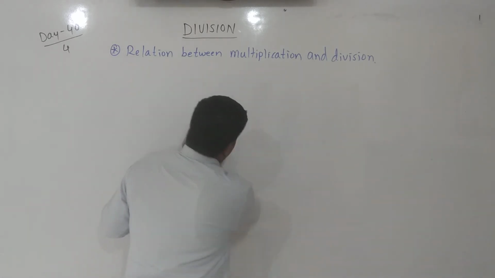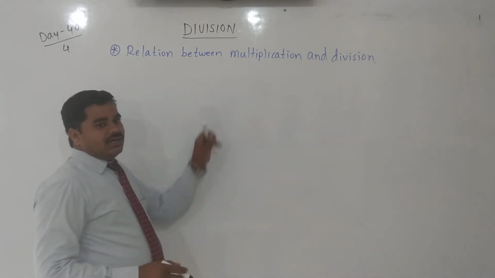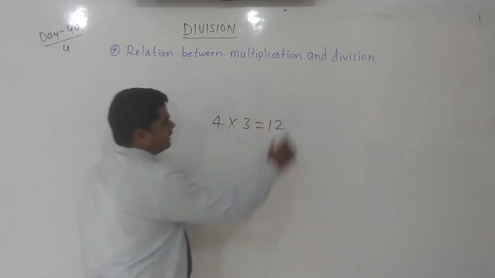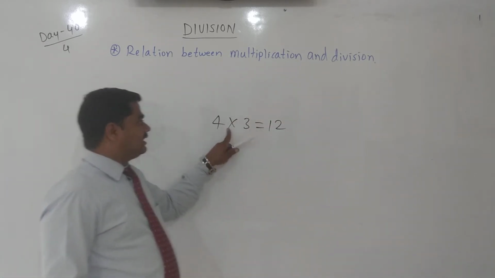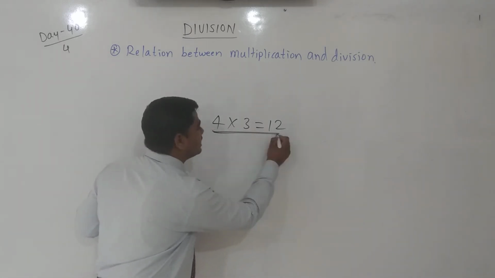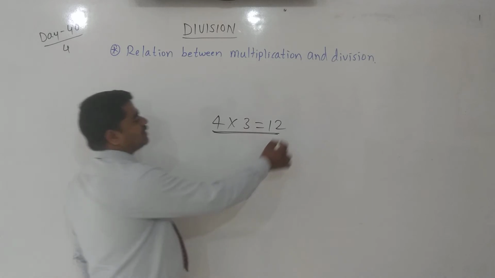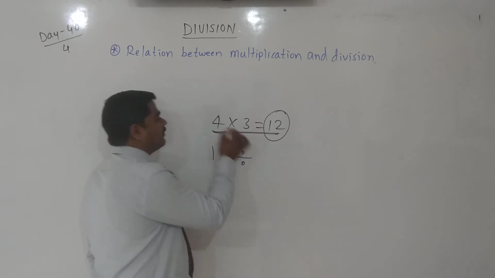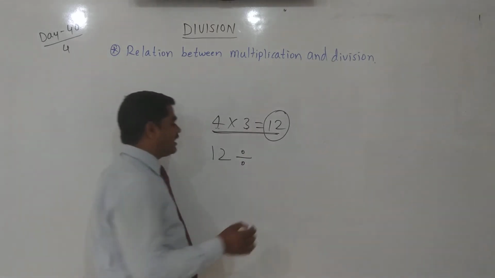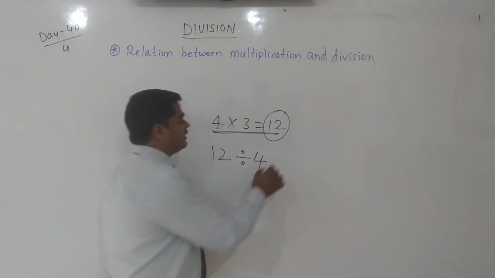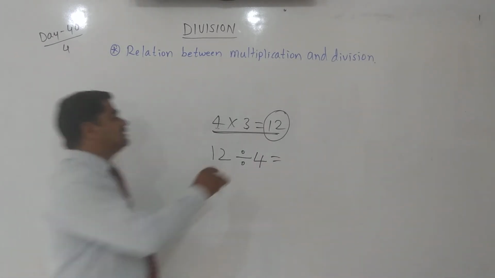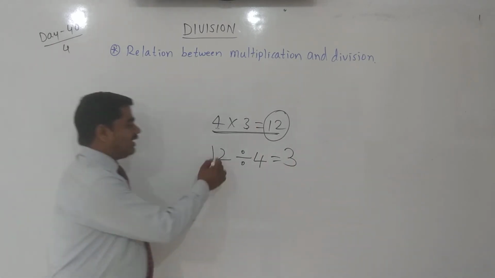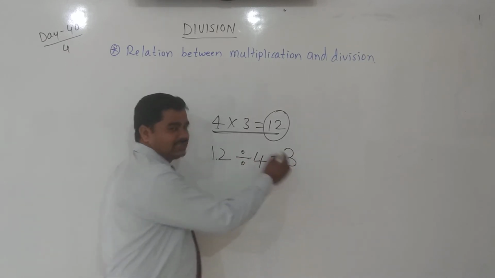In division also we can change the addition sentence, multiplication sentence into division sentence. Here this is a multiplication sentence, yes or no? A multiplication sentence we can write as a division sentence. How? First, the bigger number, the product, you take as the dividend. Product is dividend. Then any one of the two factors you can take as a divisor, 4 or 3. Then the other factor must be the quotient only. Yes or no? This is the inverse relation. 12 divided by 4 gives us 3.